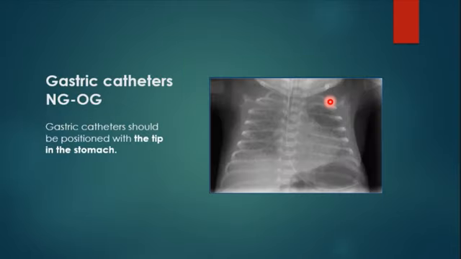Okay, so gastric catheter, there are two types, the nasogastric or the orogastric. It doesn't matter how they enter it, through the mouth or the nose. The important thing is that the tip should be lying in the stomach, not too high or too deep, passing beyond the stomach.